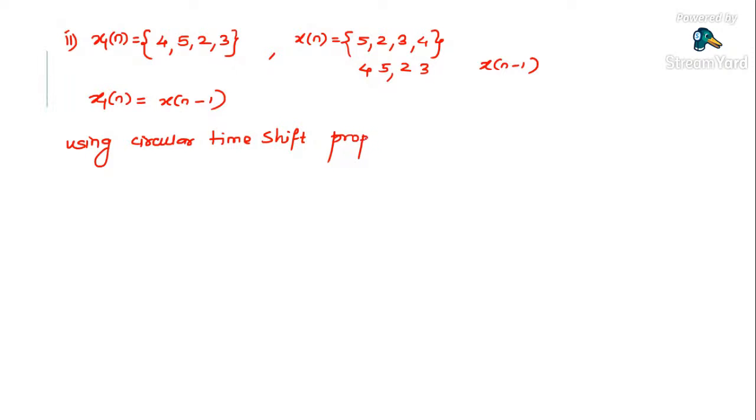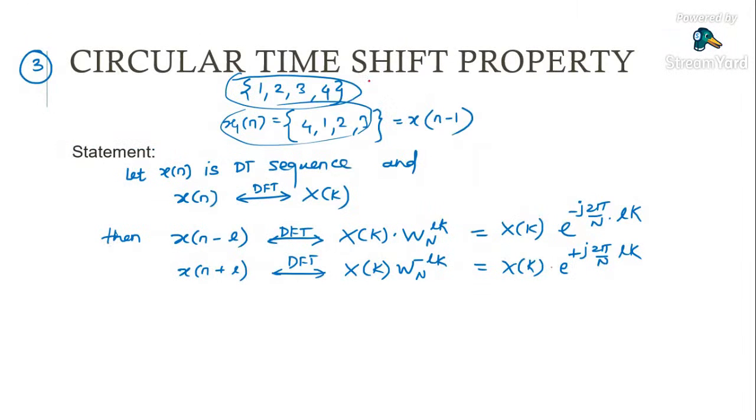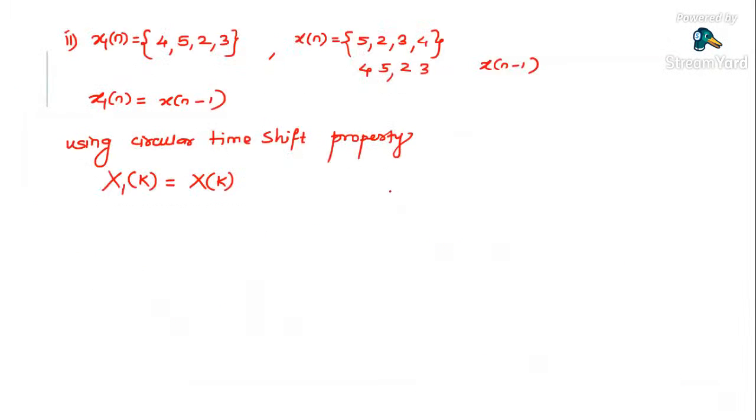What is x1 of k? If it is shifted, x1 of k is equal to x of k into, see this property, we have seen it here, the circular time shift property. If x of n minus l, then the DFT is x of k into W_N raised to lk. What is the 4 point W? So you can write x of k into W4 raised to l, and here l is equal to 1, so W4 raised to 1 into k.